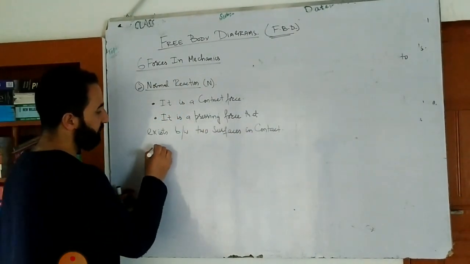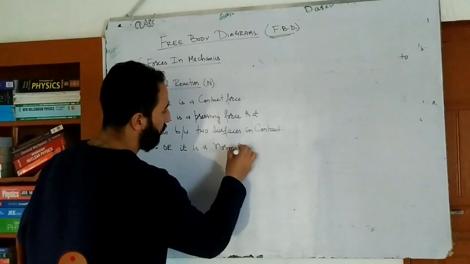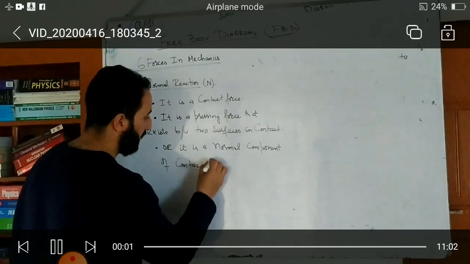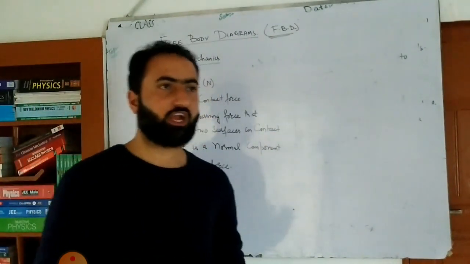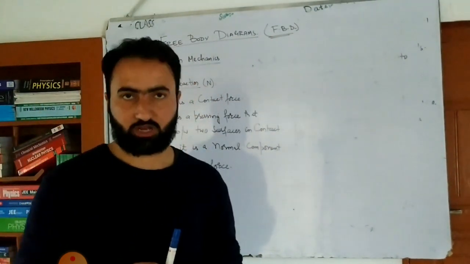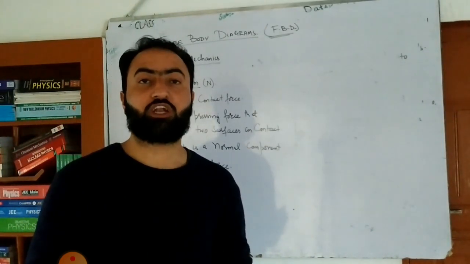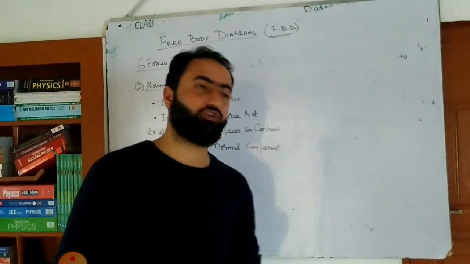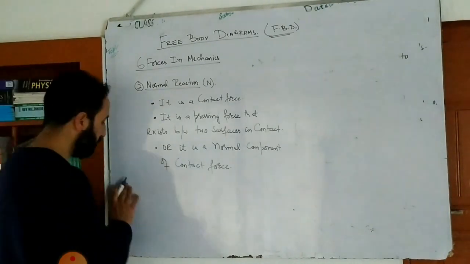Or you can write down one more definition: it is a normal component of contact force. Later on, when we study friction, you will see that there is a contact force between two surfaces in contact, and this contact force is resolved into two rectangular components. One is normal, another is horizontal, or parallel. The normal component is normal reaction, and the horizontal or parallel component is the friction. Later on, you will see. Okay. So it's a normal component of the contact force, or a pressing force that exists between two surfaces in contact. That's called normal reaction.